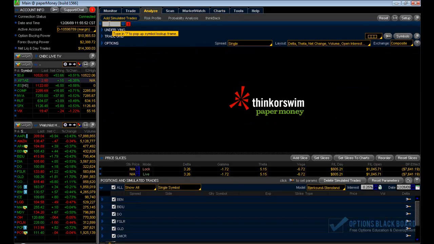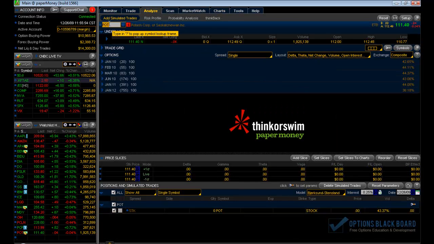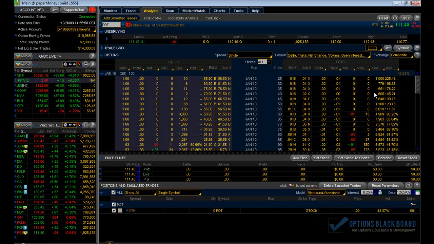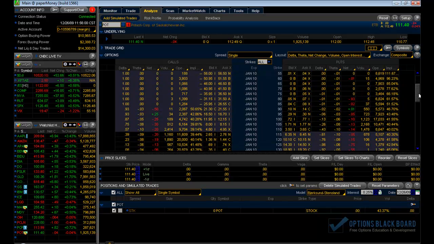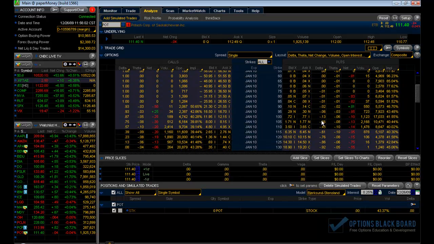We're going to go to our Analyze tab, pull up the option chains for potash, and the 20 days till expiration. I like the looks of this. We've got $5 increments between the strike prices, which means in order to find our risk, we're going to take whatever credit received and subtract it from $5.